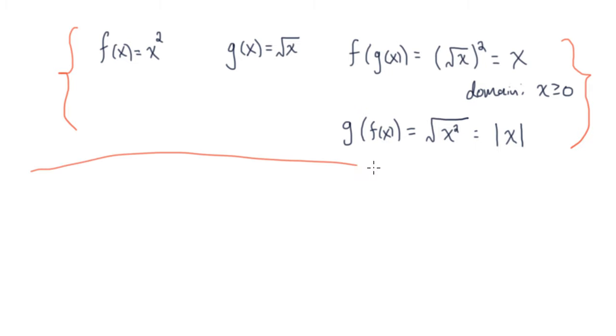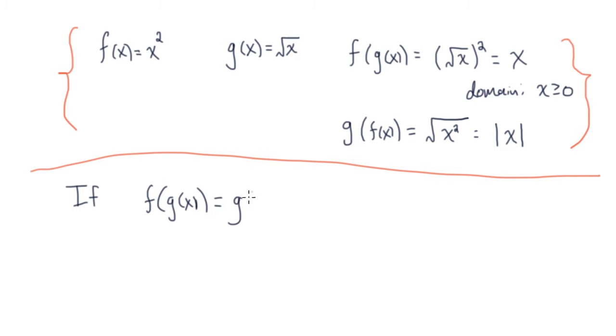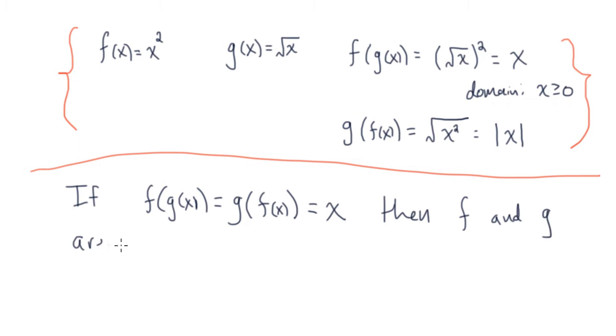But we actually want to think about the case where this function composition is commutative. It does go both ways. And actually, in the special case where f of g of x equals g of f of x equals x, then we actually give these functions a special name. f and g are said to be inverses.